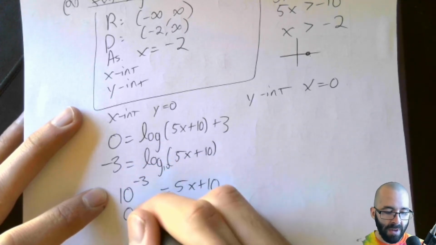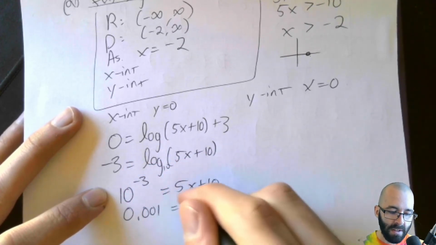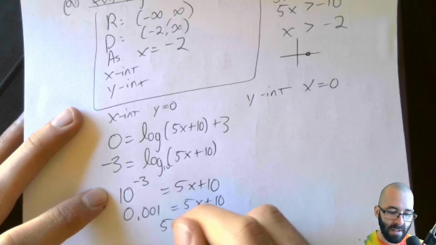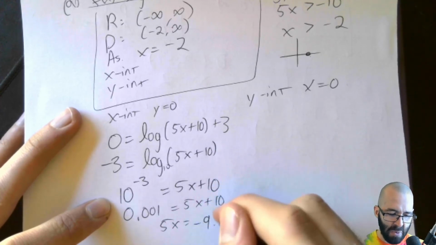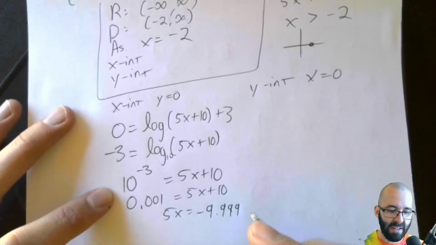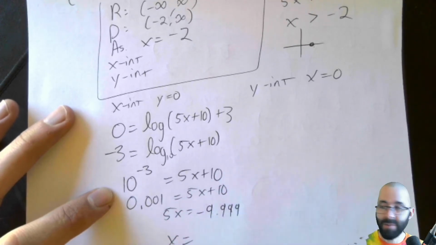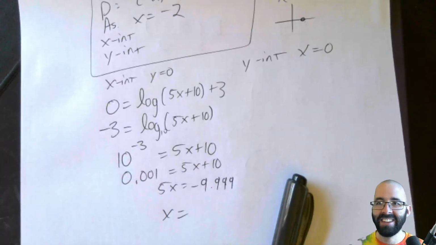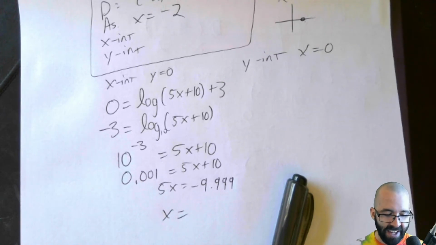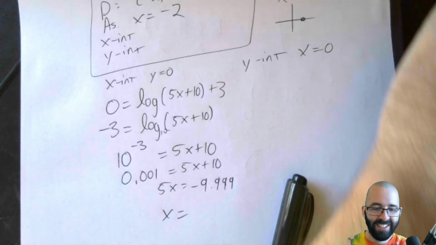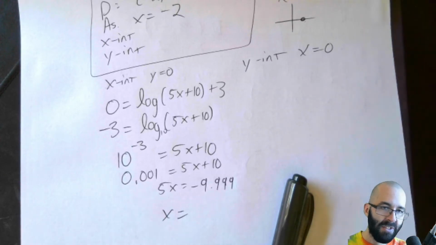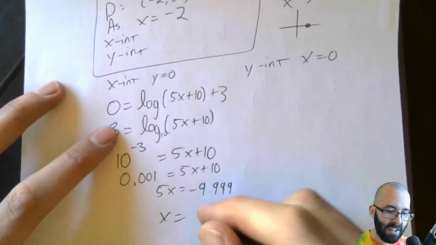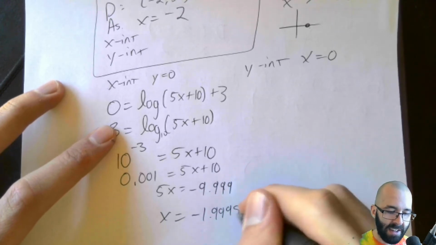So 10 to the negative 3, that's 0.001, equals 5x plus 10. So we're going to subtract 10 from both sides. Oh dear, we're going to get negative 9.999. And divide by 5. Okay, all right, I'm lost. I'm not doing that in my head. But it should be like negative 1.19. I don't know. Let's write that out. Negative 9.999 divided by 5 should be negative 1.9998.